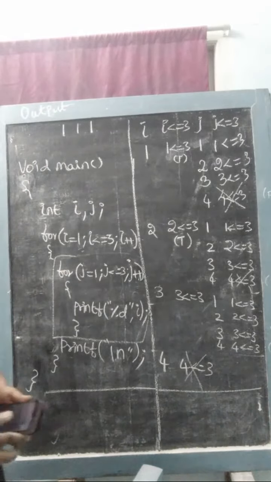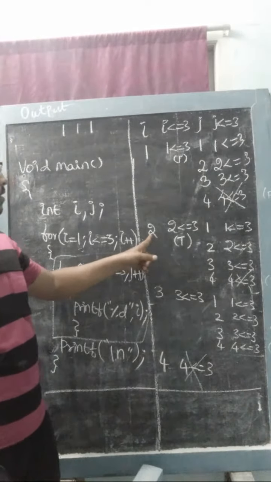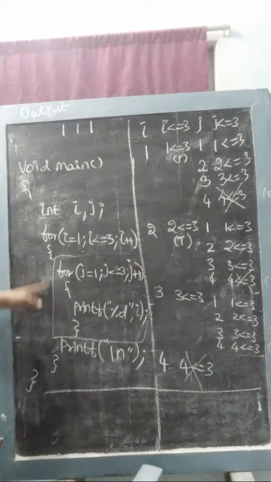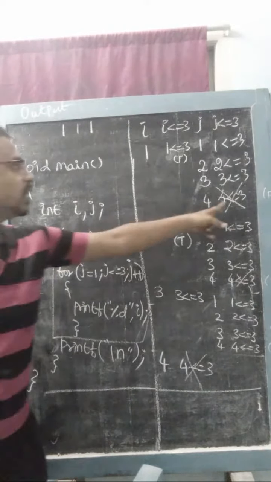Okay, shall we resume now? The I value is incrementing after the execution, after failing of the statement.